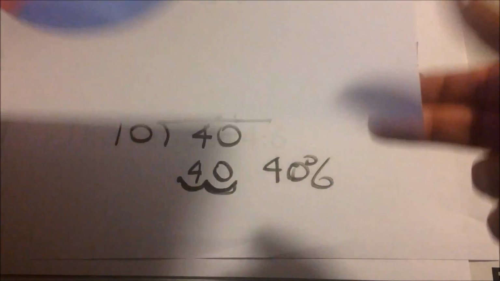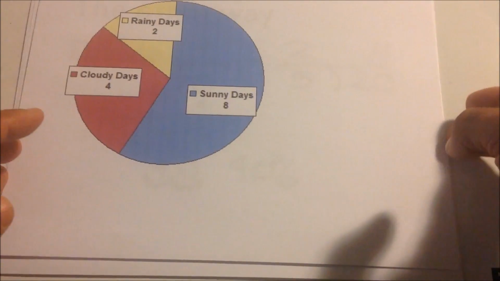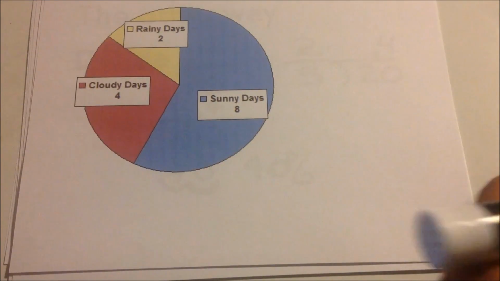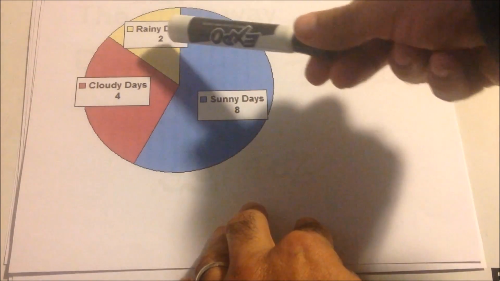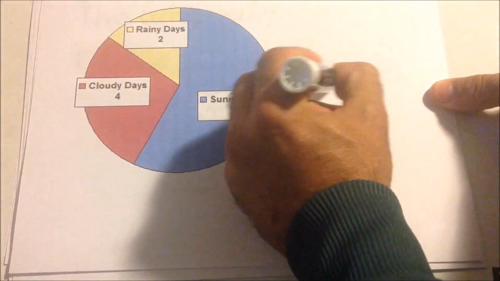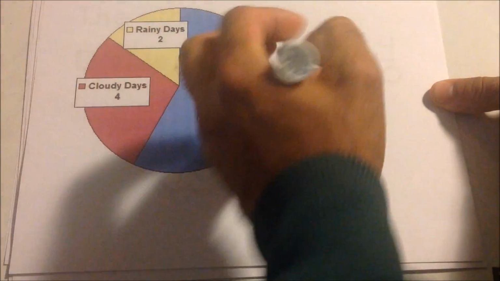Now what if you had a circle graph? What do you think a fraction could be made with this? Let's say we did cloudy days. Find the percent of cloudy days. Well, what's the fraction of cloudy days? Well, what's the total? There's 8, 10, 14 total days. So there's 14 total days, and there's 4 cloudy days.